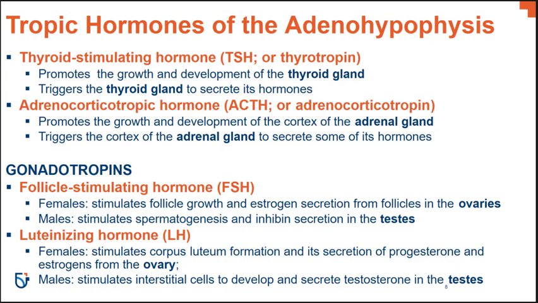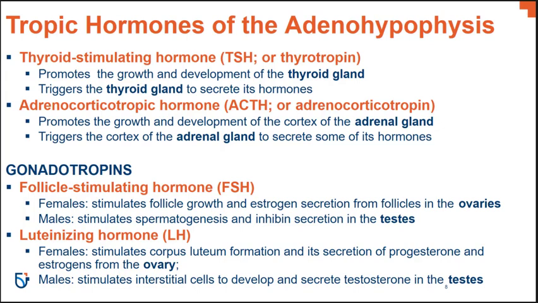Now in males, it stimulates the production of sperm through the process of spermatogenesis. And it will also stimulate the secretion of a hormone called inhibin, which is involved in the negative feedback mechanism within the testes to control the production of sperm. We will elaborate on this later on in the course.